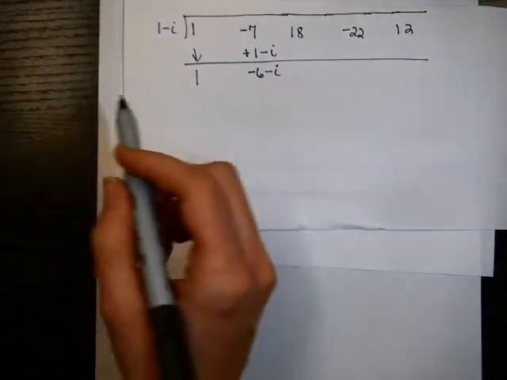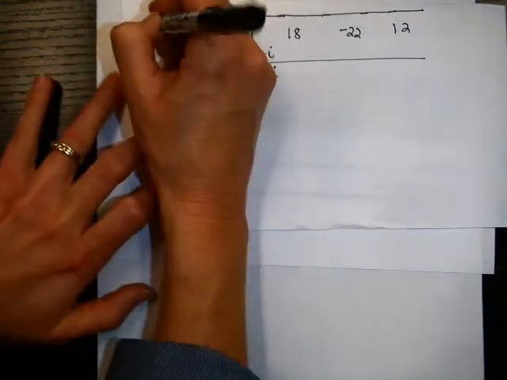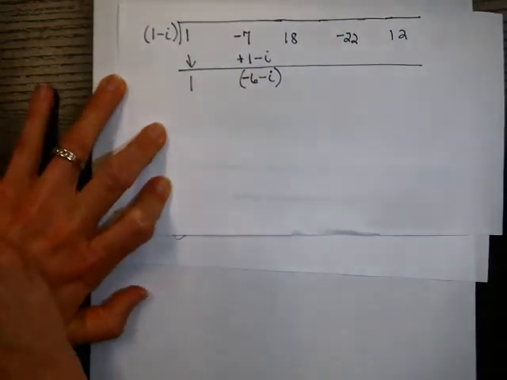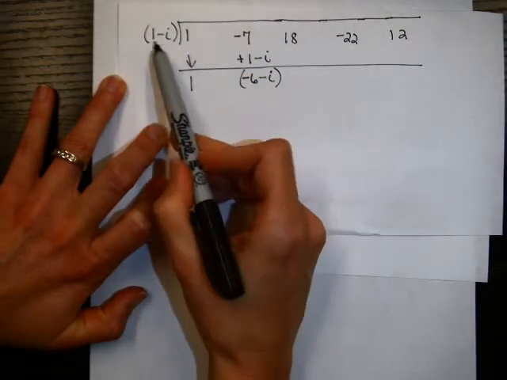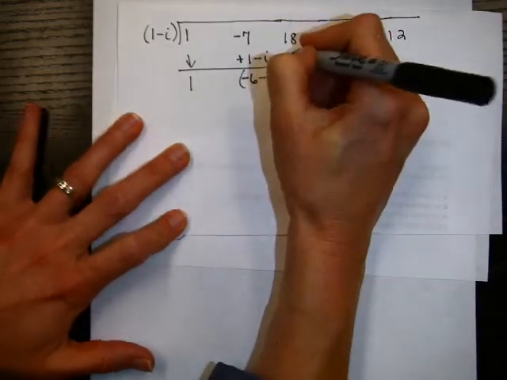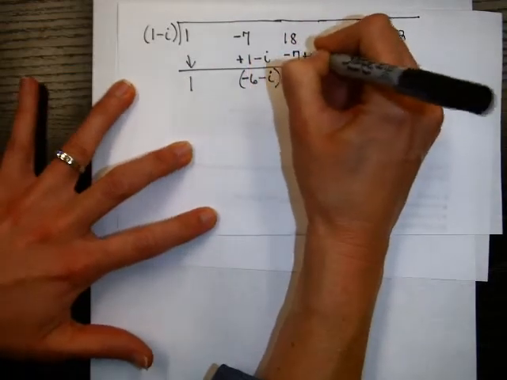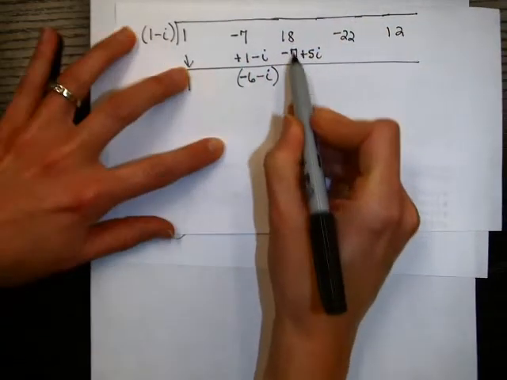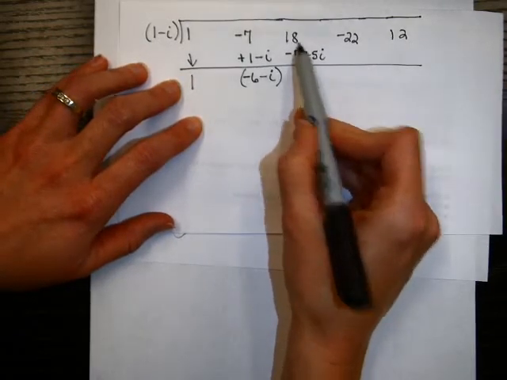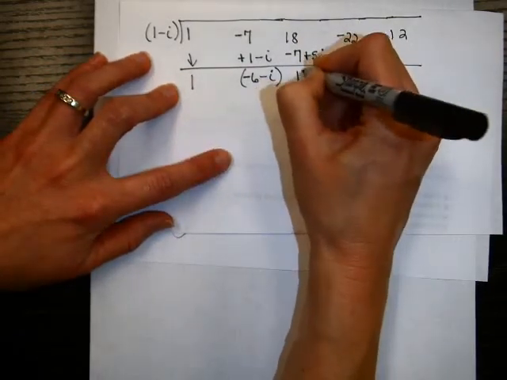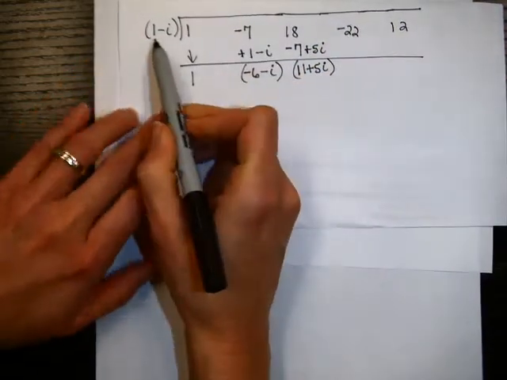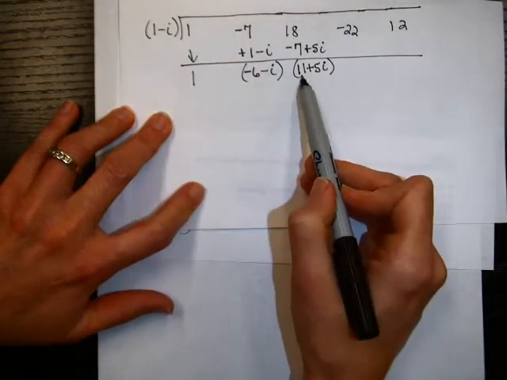Okay, and so again, I showed you in an earlier lesson, and you should have learned it also in a previous chapter, how to use your calculator to multiply that. 1 minus i times negative 6 minus i would give me negative 7 plus 5i. And notice again, I'm lining up the real number part under each other. Now subtract: 18 minus 7 gives me 11 plus the 5i.